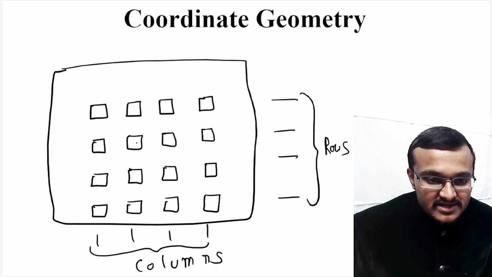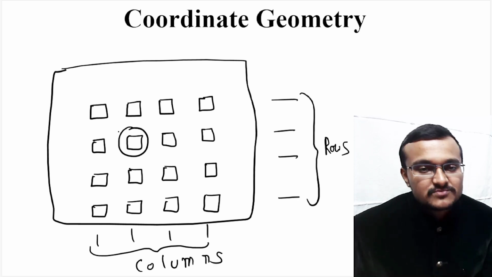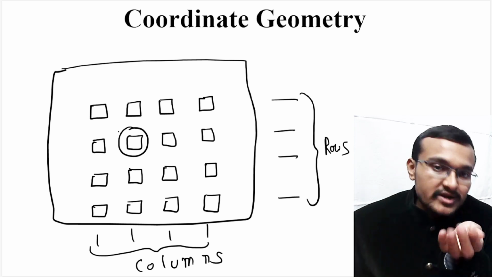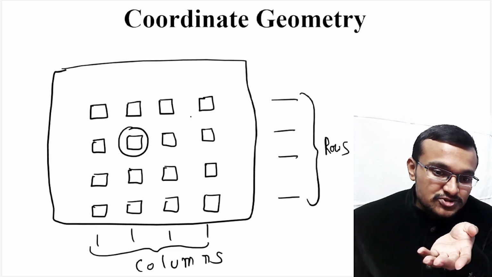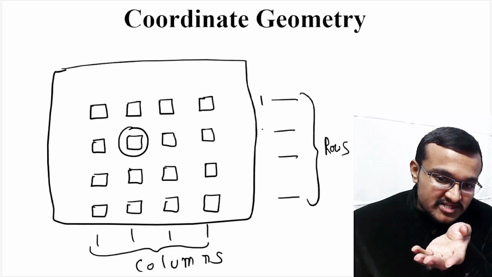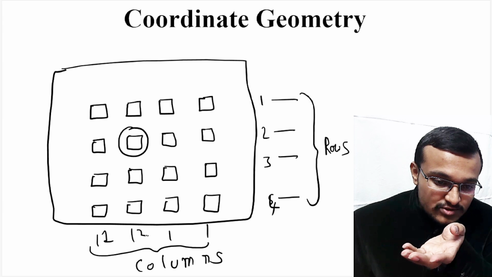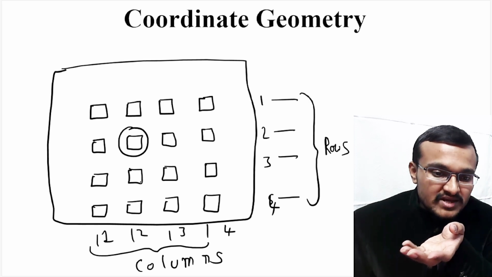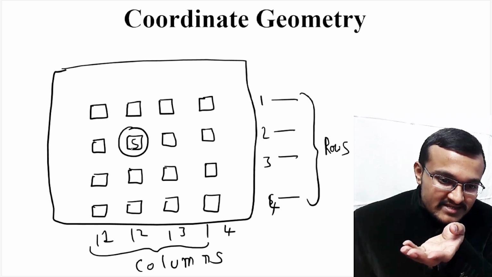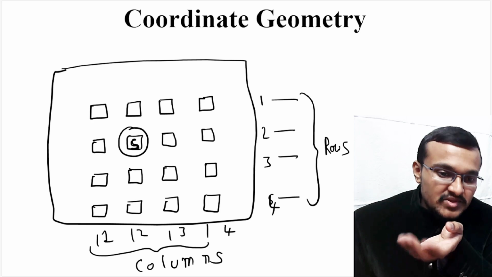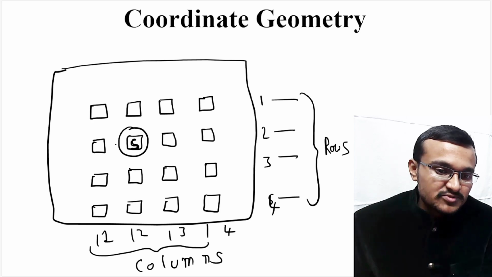Now, if a particular student is sitting in this particular position, how do we locate the position of this student? If you name these as first row, second row, third and fourth row, and locate the columns as 1, 2, 3, 4, then let's say a student is sitting here, so I'll put yes here. A student is sitting in this particular position.